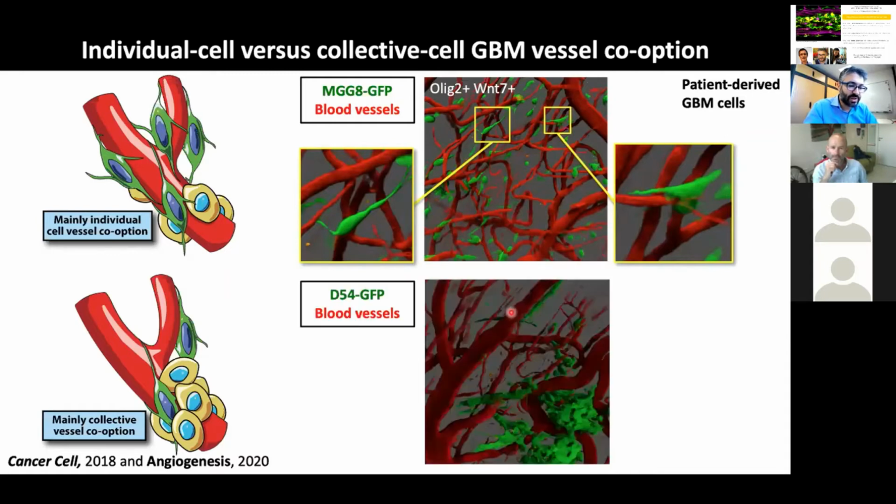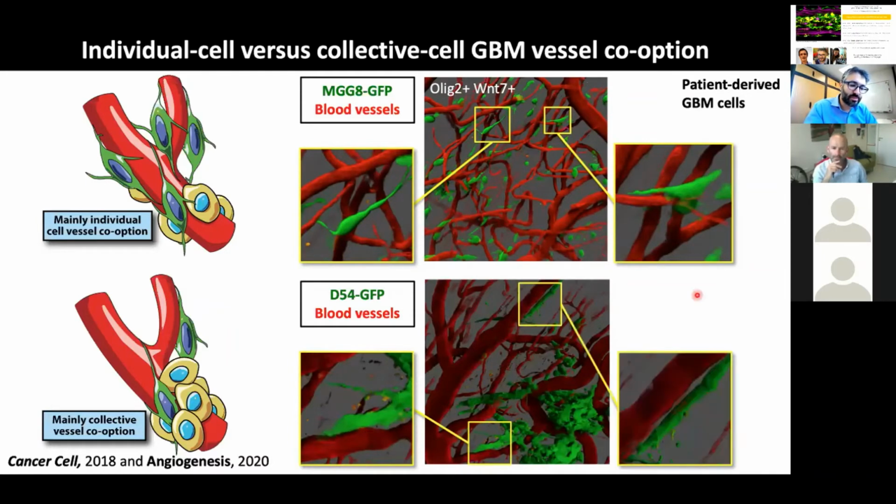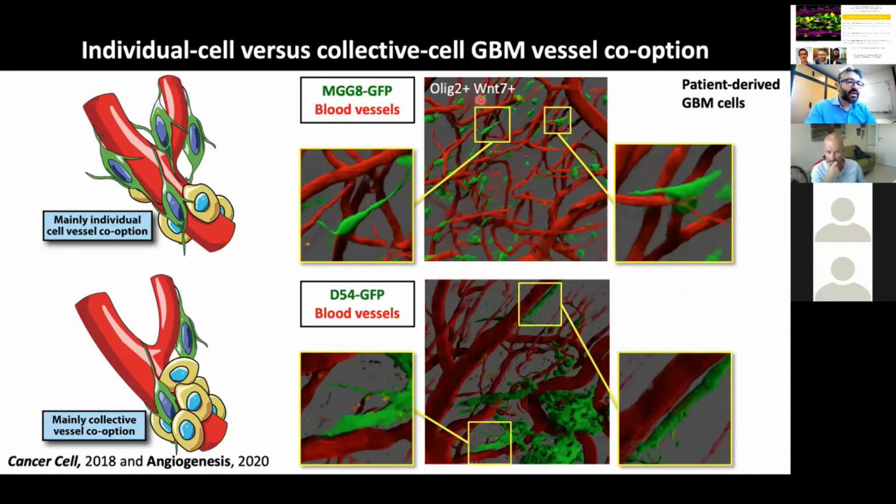We have other patient-derived cell lines in which you can see a completely different growth strategy of the tumor, and also a completely different strategy of vessel co-option. You see this tongue of cells that really follows the blood vessel here, but also here. Mechanistically and in terms of cell biology, it's a completely different mechanism. Sorry, let me go back to this.